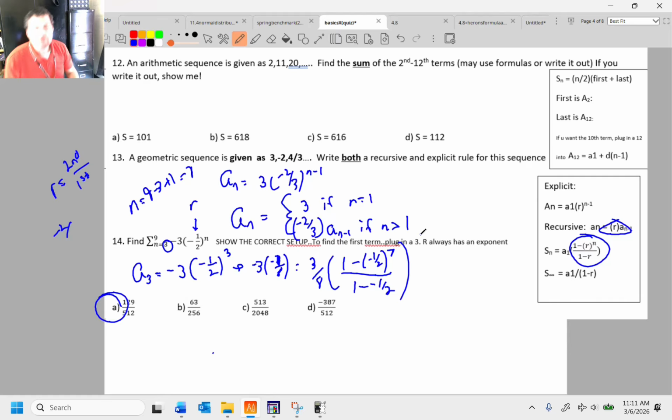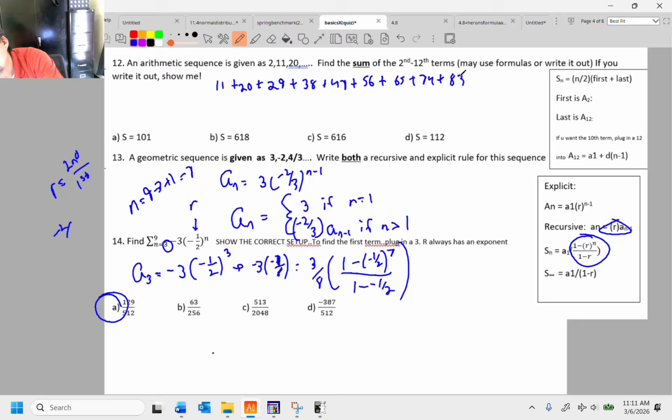Now, I expect on number 12 that 90% of my students who do this are going to write the 2nd through 12th terms. But the second term is an 11, the third term is a 20, and we're adding 9, 29, 38, 47, 56. If you haven't noticed, we're just adding 9 each time. 65, 74, I'm at 83. Second, third, fourth, fifth, sixth, seventh, eighth, ninth, 10th. Okay, cool. 92, 101.